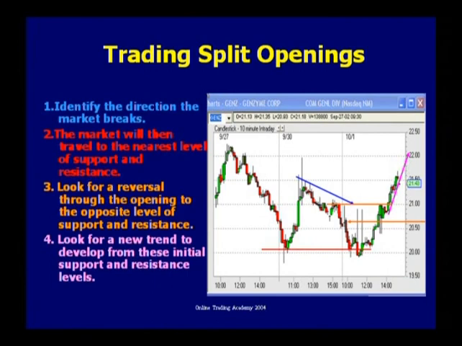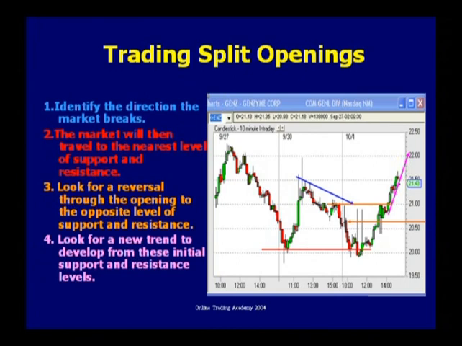Okay, so the first thing we want to do is look at yesterday and identify the direction that the market breaks in. So yesterday we had a downtrend, and today we had a split opening, but the market did immediately what? Sold off, right? So we had a little down pressure, and it broke to the downside. So then we go to number 2.